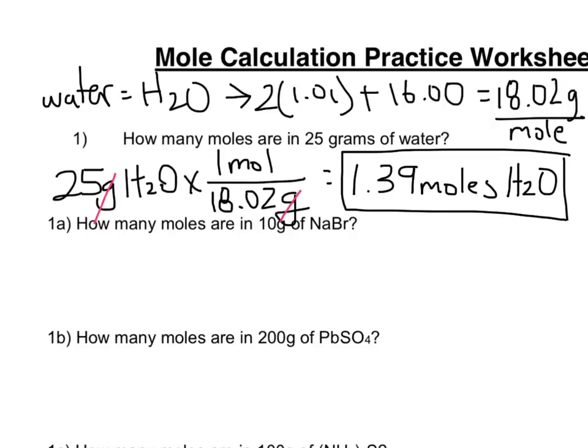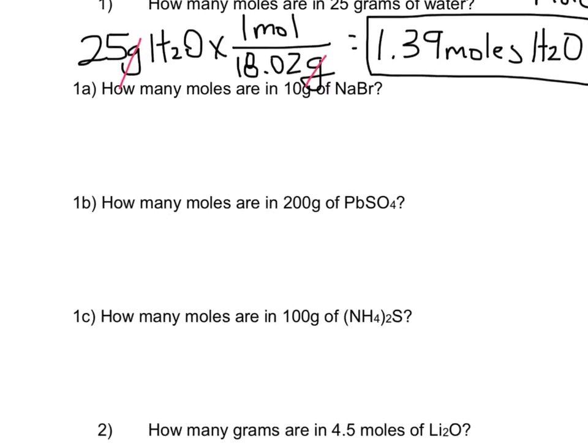Okay, so use that example and do the same for 1A, 1B, and 1C. I just worked these out, and I'm going to write down the answers for you so you can solve it and then check. 1A, I got 0.097 moles of sodium bromide.